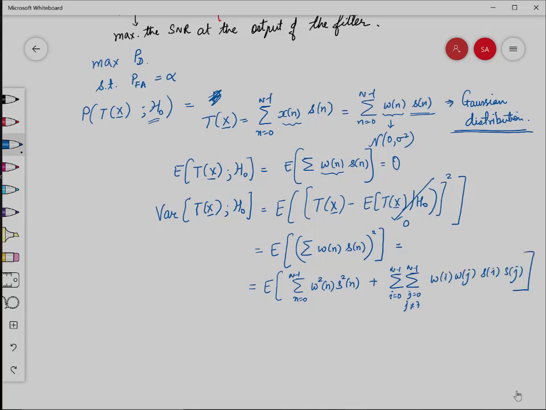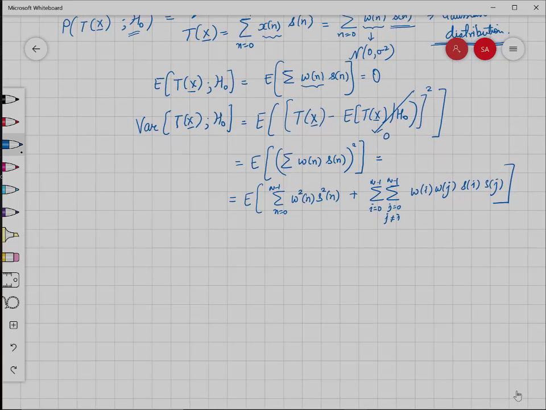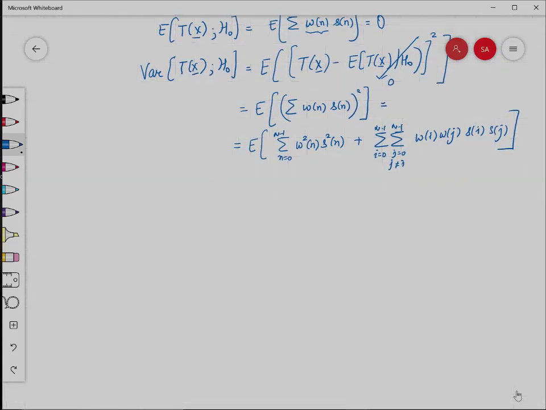Okay, now let me take the expectation inside to see what it yields. So this will be the expectation of the summation of W square n S square n, plus the double summation over i and j not equal to i. This will be the expectation of Wi Wj. Si and Sj are constant, so I can take them outside.